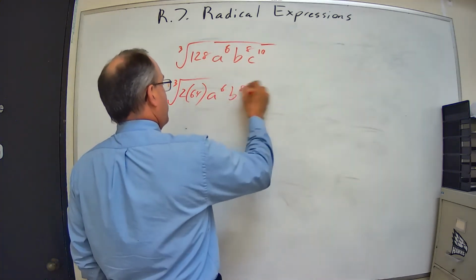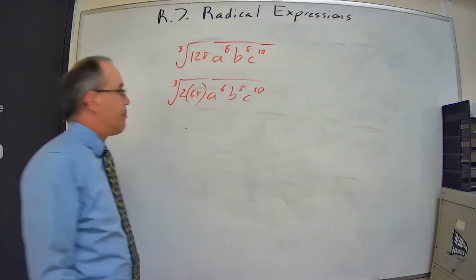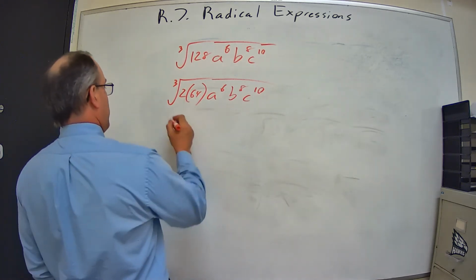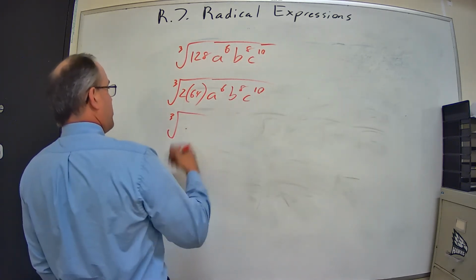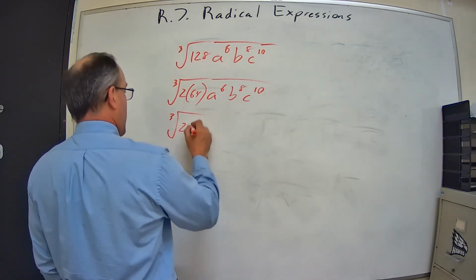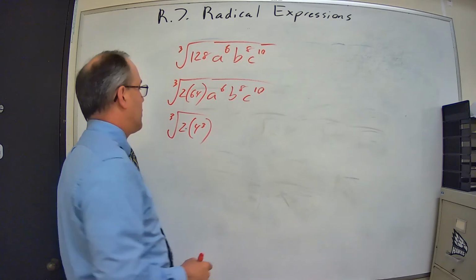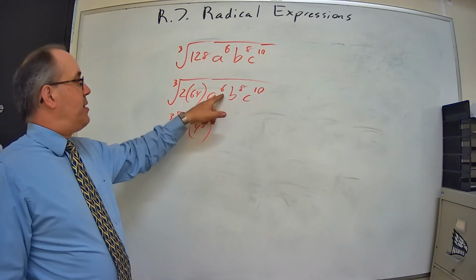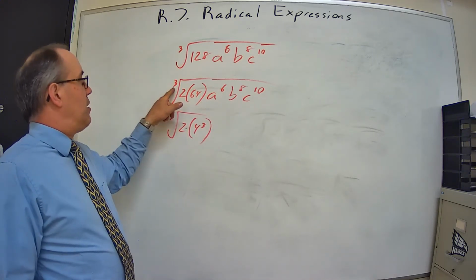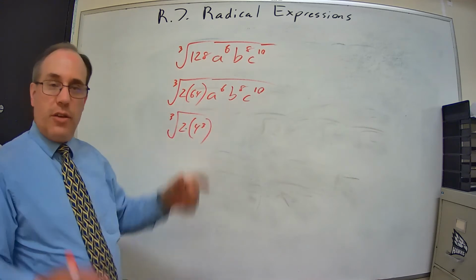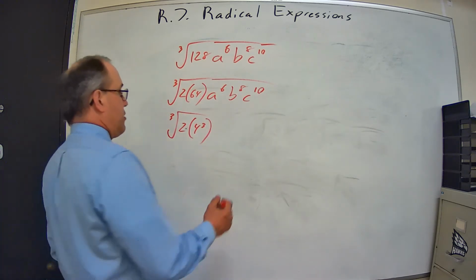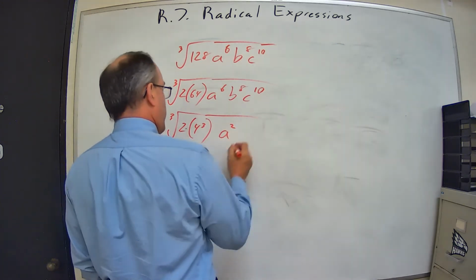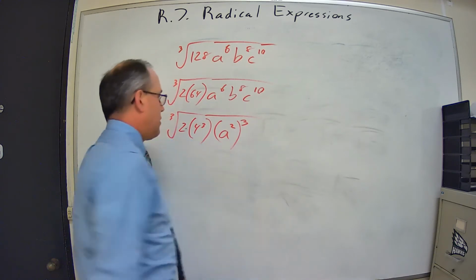A to the 6, B to the 8, C to the 10. Now I'm going to rewrite that 64 as 4 to the 3. 2 times 4 cubed. Now what I'm going to do with these is I see A to the 6th, well, 3 goes into 6 2 times. So I can write that as A squared to the 3.